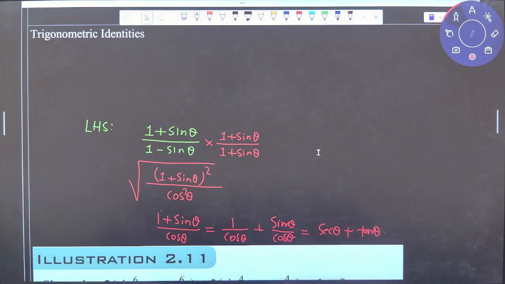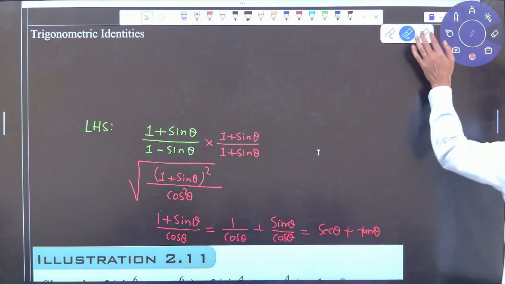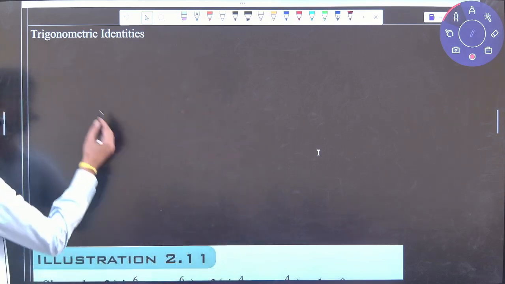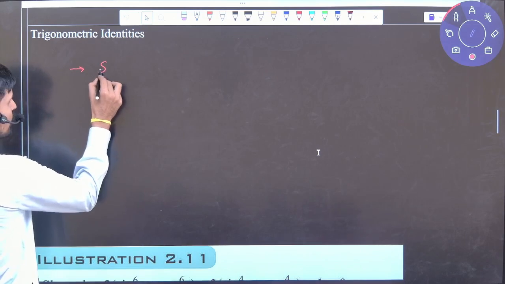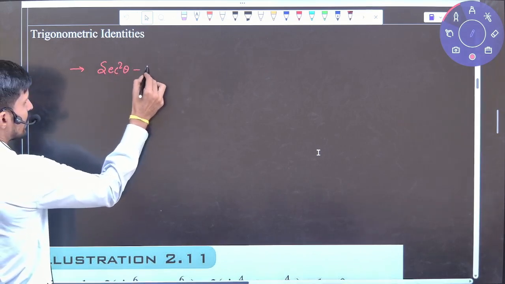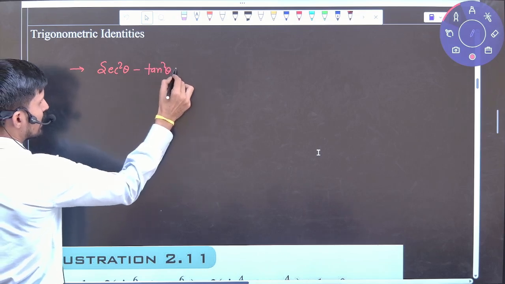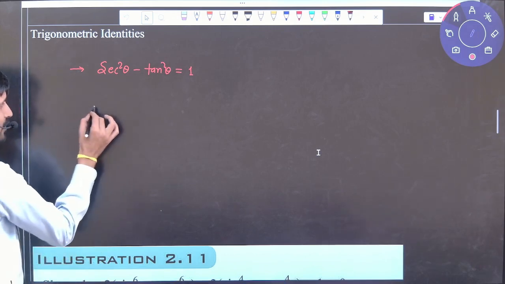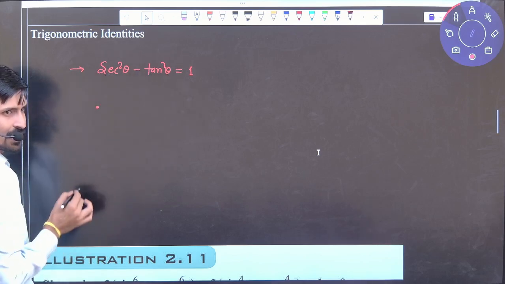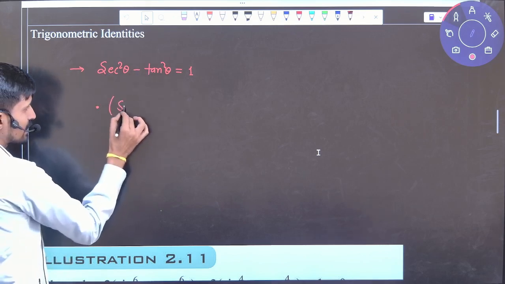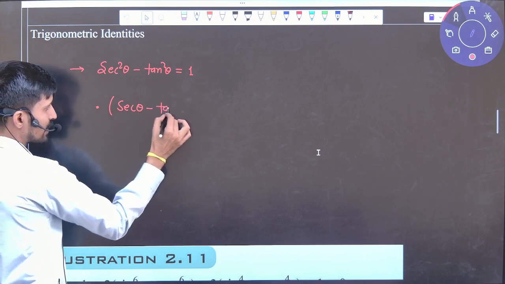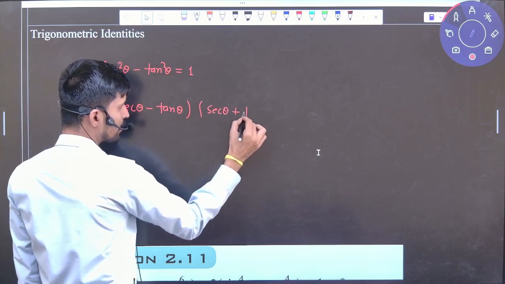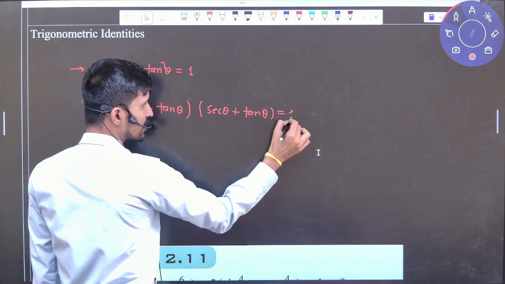Okay. So the next concept is, do you remember the second formula? What was the second formula? Sec square theta minus tan square theta is equal to 1. Now see what we can learn from this formula. Can you see this a square minus b square? So can we write this as sec theta minus tan theta into sec theta plus tan theta is equal to 1?